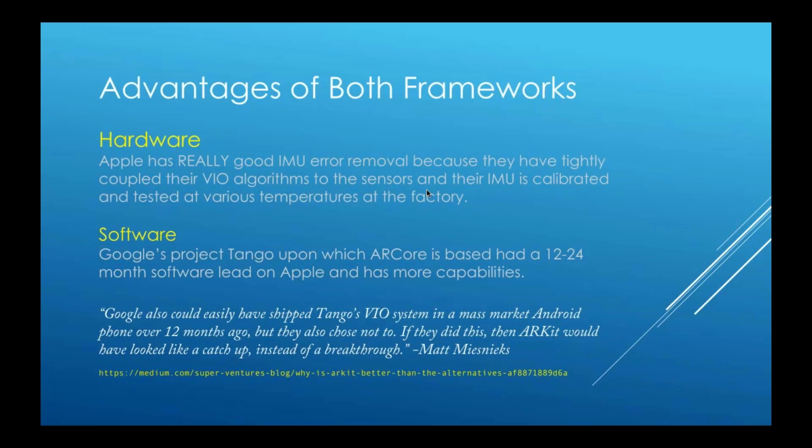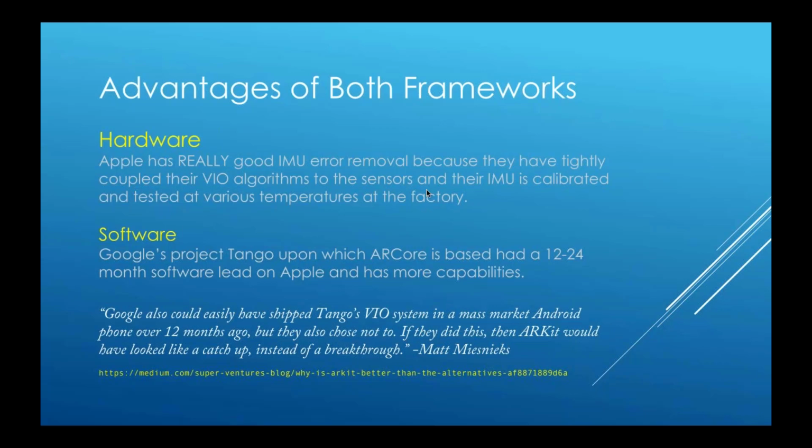But on top of that, it's got this incredibly cohesive integration of sensors, right? Accelerometer, gyroscope, compass, everything that Core Motion provides. But more importantly is calibration. And so what Apple does that very few others do is calibrate at various temperatures in the factory. And so they require a lot higher precision.